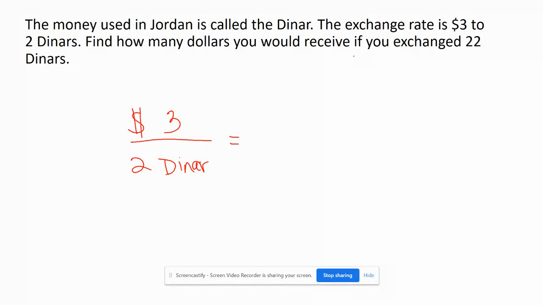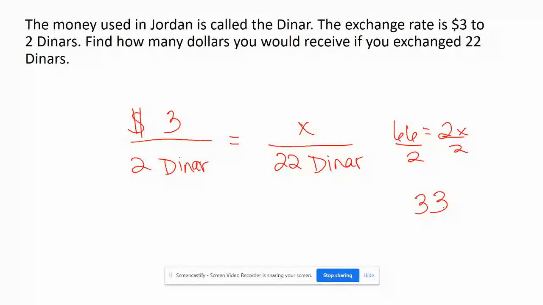All right, how much would it cost if I have 22 dinars? So let's put 22 down here, and let's see the price or the exchange rate for that. So let's work this out. This is 3 times 22, that's 66. 2 times x is 2x. Divide by 2, divide by 2, and you have 33 dollars.